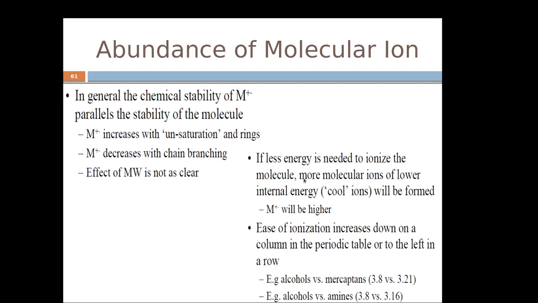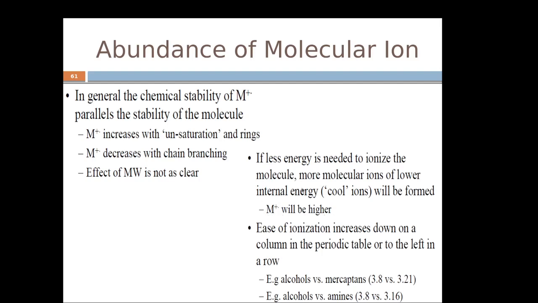Okay, and if you supply a lesser energy to ionize the molecules, such as the one we do in soft ionization techniques, then the formed molecular ions will have very low energy, and we call these cool ions. Then the formed molecular ionic species will be more stable, and therefore there will be a lesser chance of it getting fragmented further.